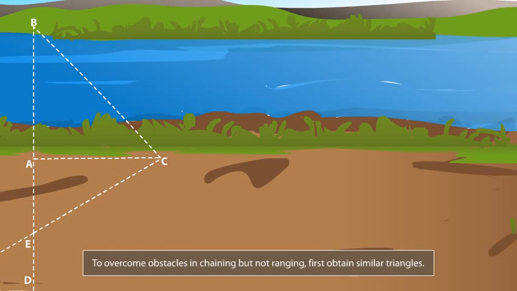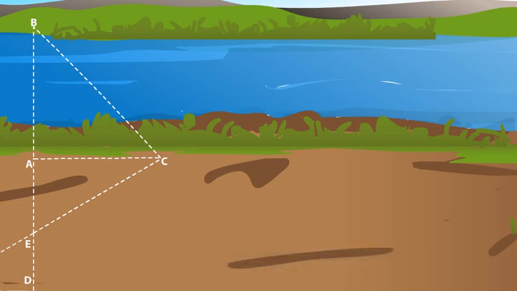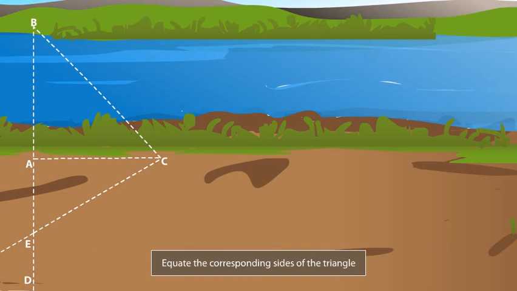So, remember, to overcome obstacles in chaining but not ranging between 2 points, first obtain two similar triangles. After that, calculate the distance between the 2 points by equating the ratio between corresponding sides of the similar triangles.